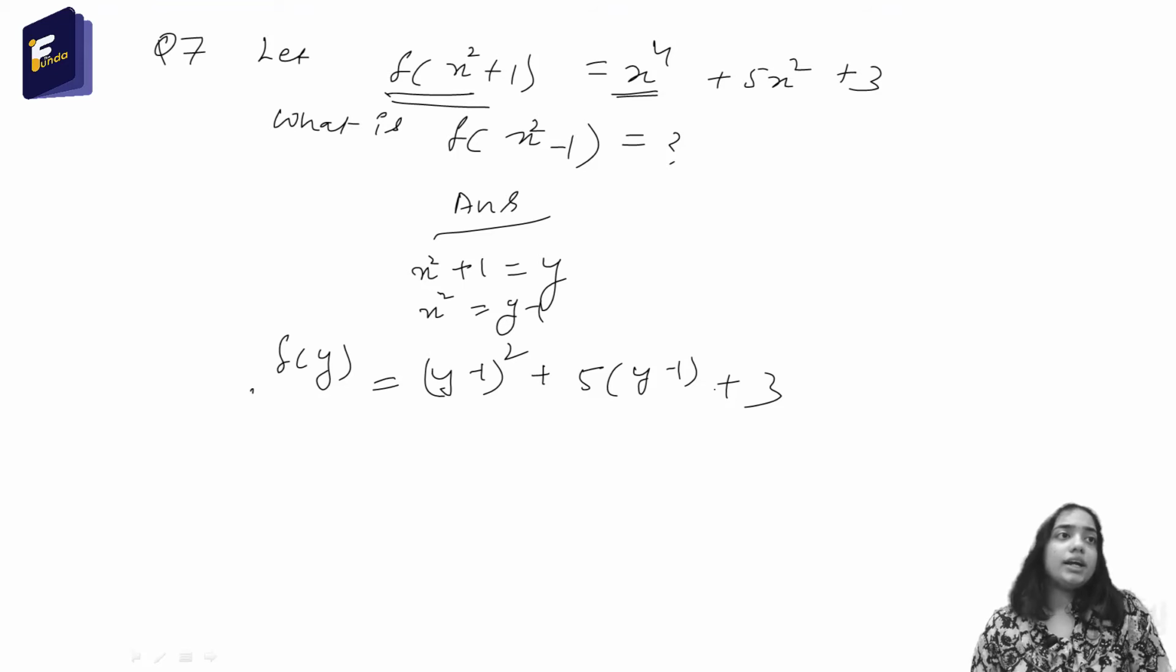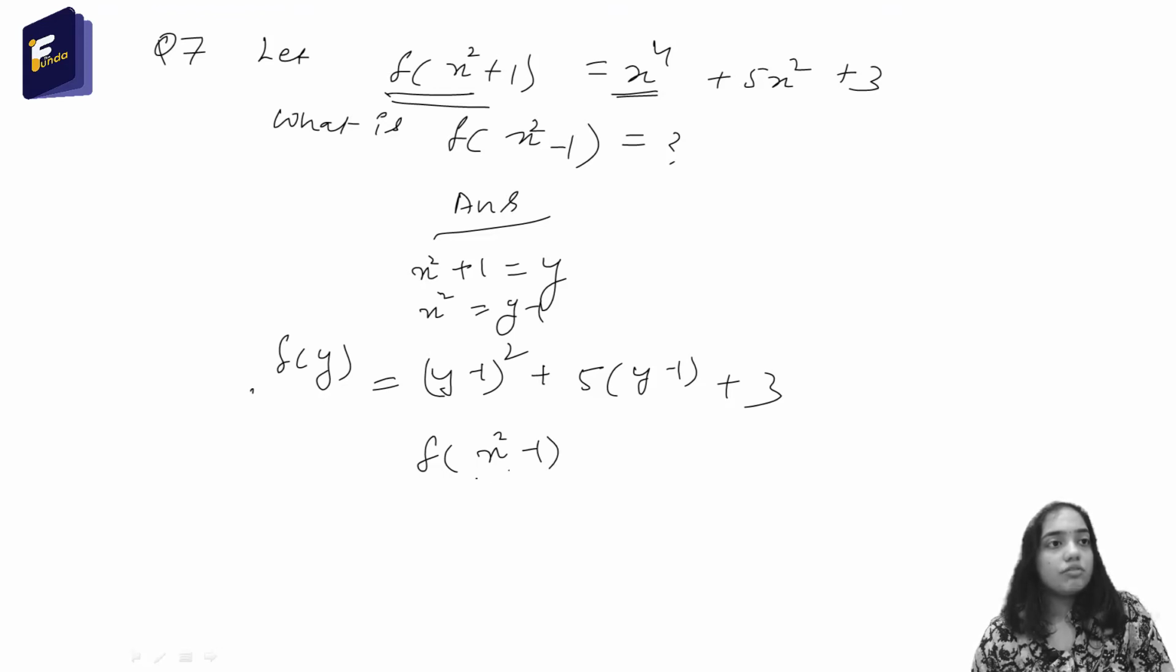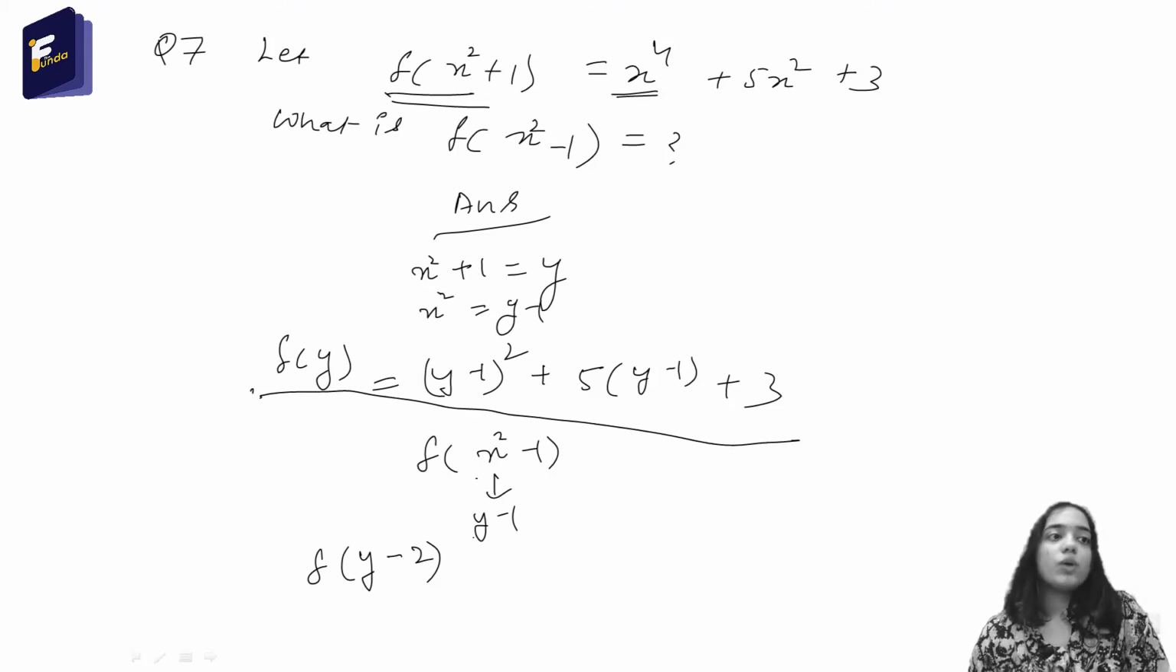Now we have to find the value of f of x square minus 1. So we know that x square equals y minus 1, so that means we have to find the value of f of y minus 2. That is the value we have to find. If we know that f of y is this one, then what will be f of y minus 2? Just replace y with y minus 2.